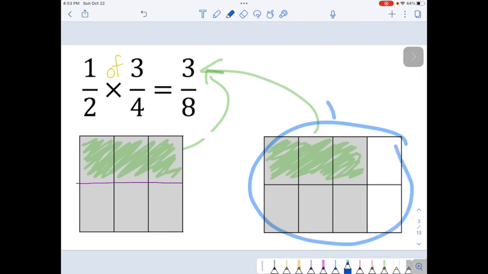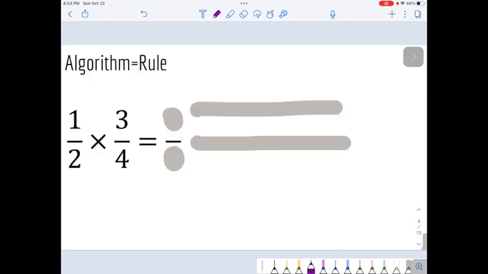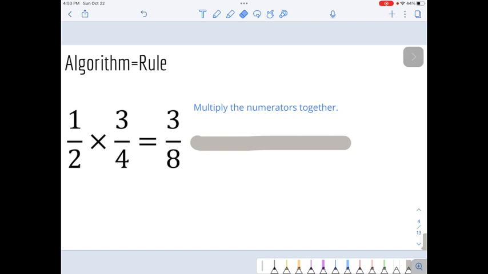And it's easier to see the 8 here, but we could bring it back on this other example, and you can see that there still are 8 here. So for the algorithm, for the rule, we're going to multiply the numerators together. 1 times 3 is 3. 2 times 4 is 8. Right? And multiply the denominators together. Top times top, bottom times bottom. That's the rule.